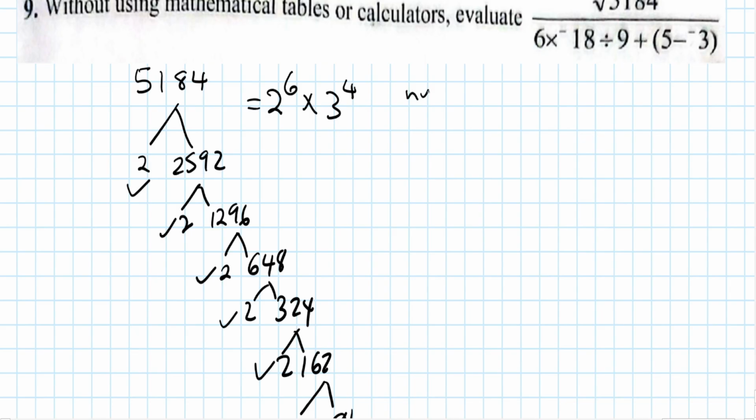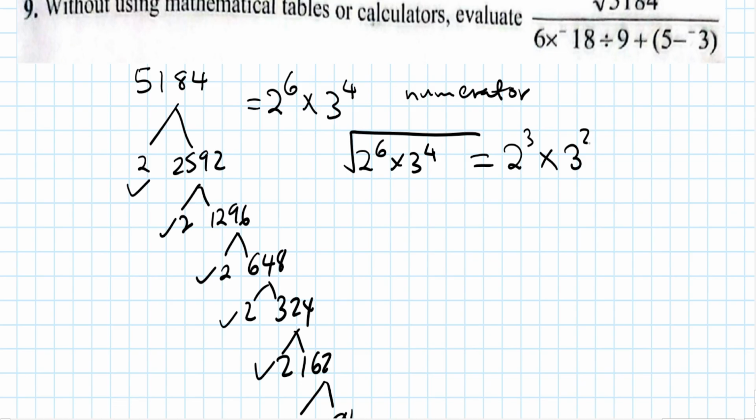Now let's start with the numerator, because the numerator is telling us to find the square root of 2 power 6 times 3 power 4, which will give us, as I've already told you, if you're square rooting, you halve the power. So 6 divided by 2 gives you 3, and 4 divided by 2 gives you 3 squared. So we did finish with the numerator.